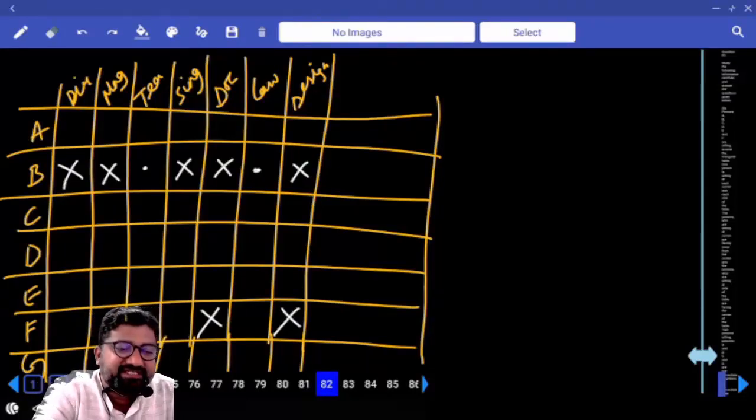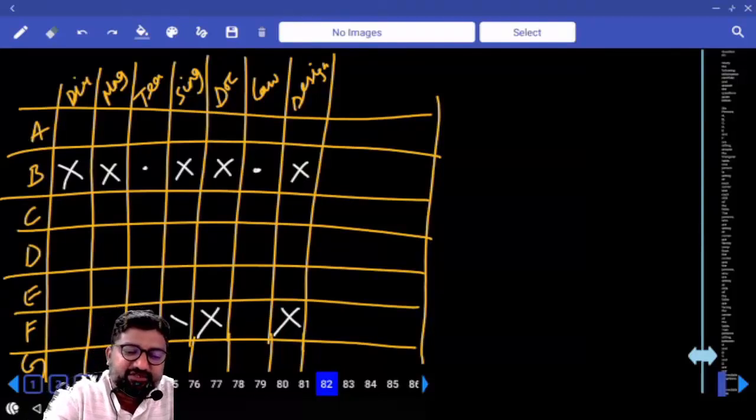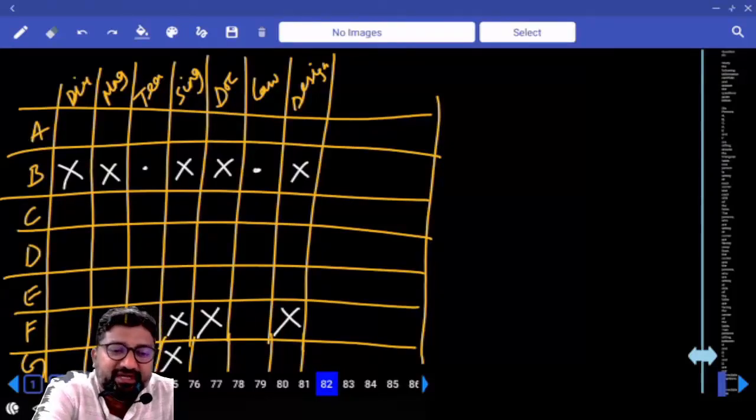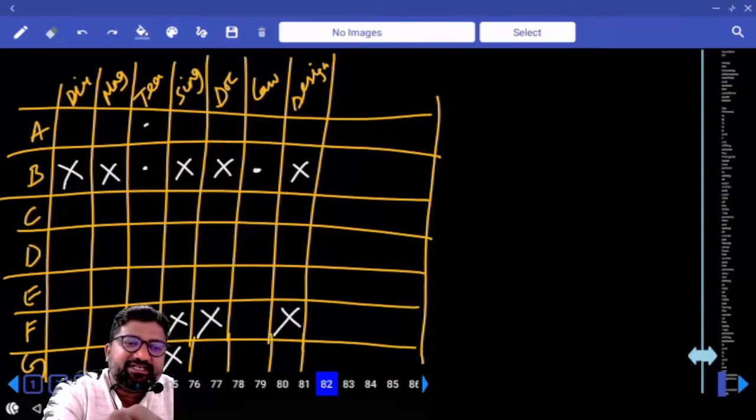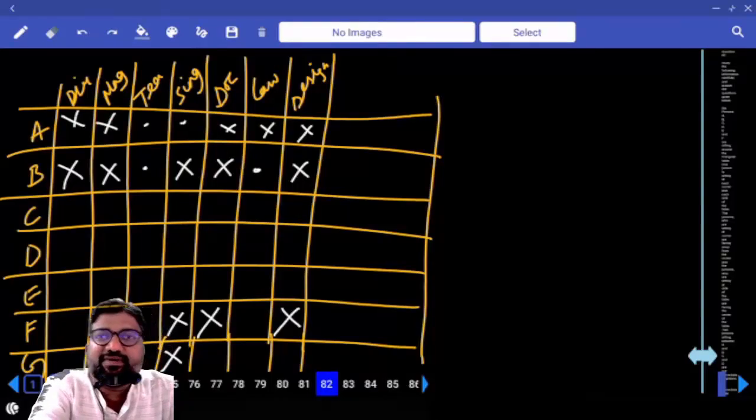Neither F nor G is a singer. F is not a singer. G also not a singer. Next. A is either teacher or singer. What about the other professions? No. Ante kadamma? A is either teacher or singer. Next chadu.